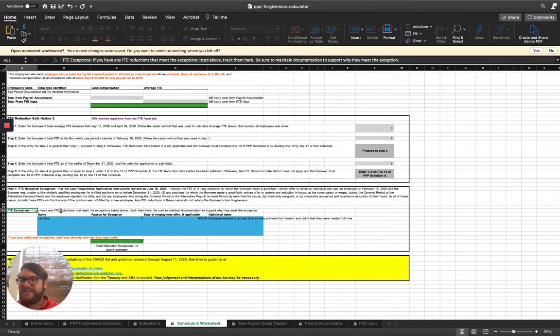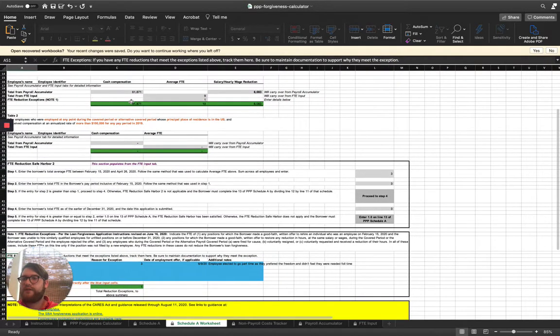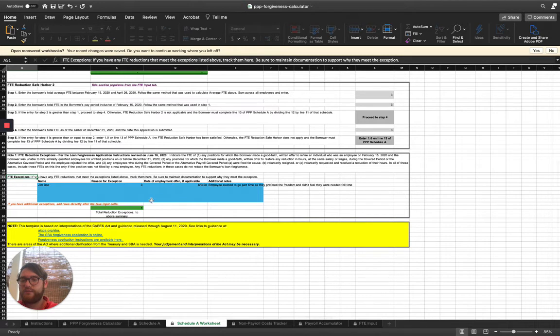And we've got an FTE exception here. A lot of this stuff is going to autofill. Anything in gray or green is autofilling. Blue is the only thing you need to put in. An FTE exception is basically where you attempted to hire back an employee and they would not come back to work, or an employee came to you and quit and you were unable to replace them, or an employee came to you and requested a reduction in the hours that they worked. So it'll give you the three options here that you can use.